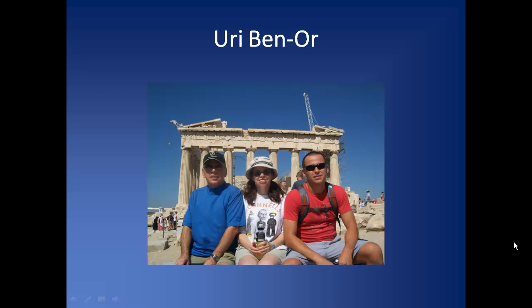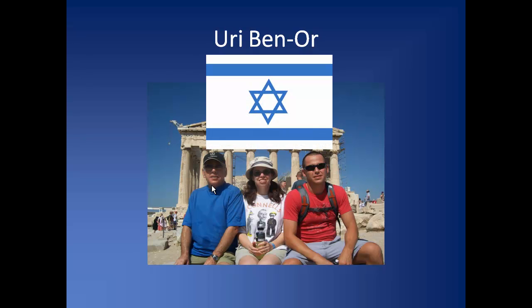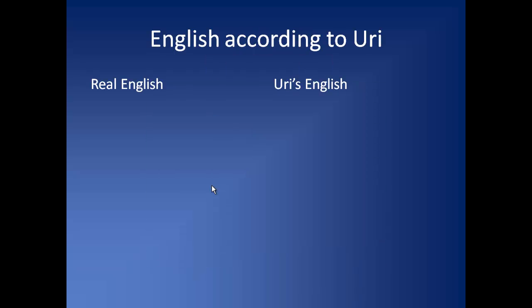I have no disclosures, and when I was asked to give this talk, I thought about my father, Uri, and that's him over here on the left. This is my brother, my dad, and me. We went on a European trip, and my dad is Israeli, and so he has a hard time with the English language despite being here for about 40 years. And so English, according to him, there's real English and then there's my father's English.